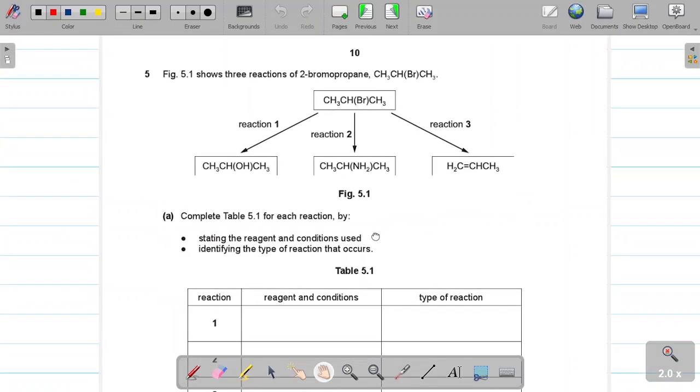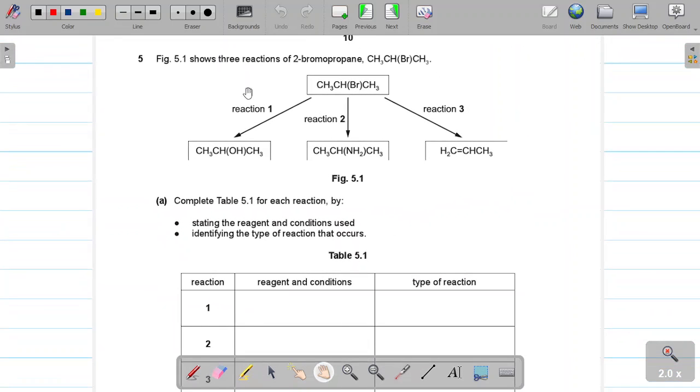Right? Our next organic question, figure 5.1 shows 3 reactions of 2-bromopropane. So we have reaction 1, we are forming an alcohol in this reaction. Reaction 2, we are forming an amine. Reaction 3, we are forming an alkene. Complete table 5 for each reaction by stating the reagent and conditions used, identifying the type of reaction that occurs.